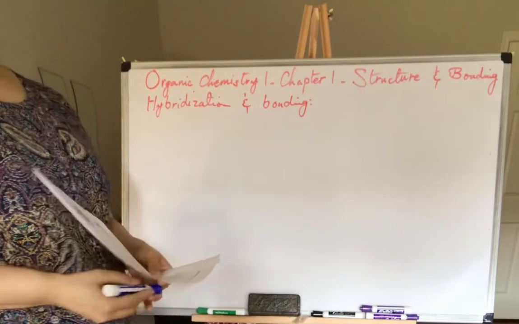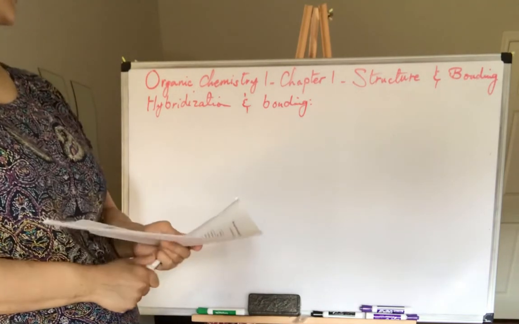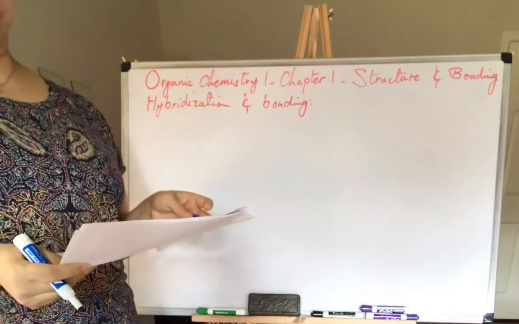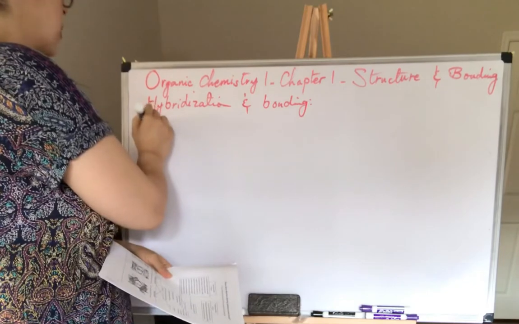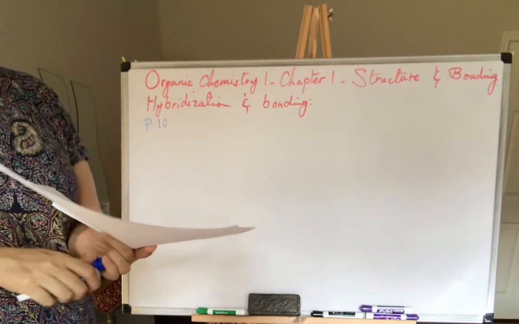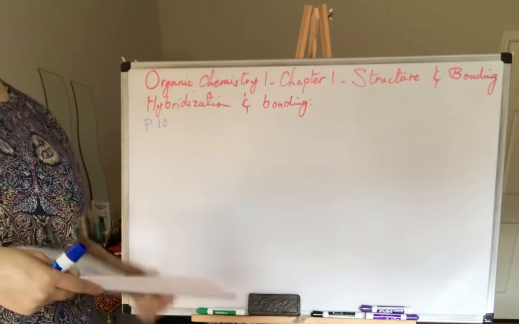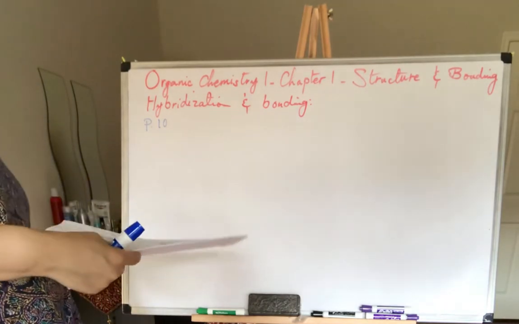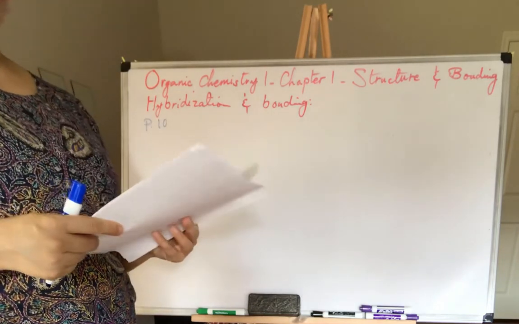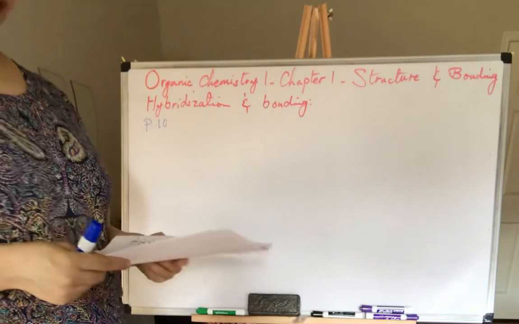Okay, in the second part of the first chapter, we will talk about hybridization and bonding, starting from page 10 of your study guide. I told you my lecture is based on chapter 1, but because I'm going to work on the examples from the study guide, I will refer to the pages in the study guide.